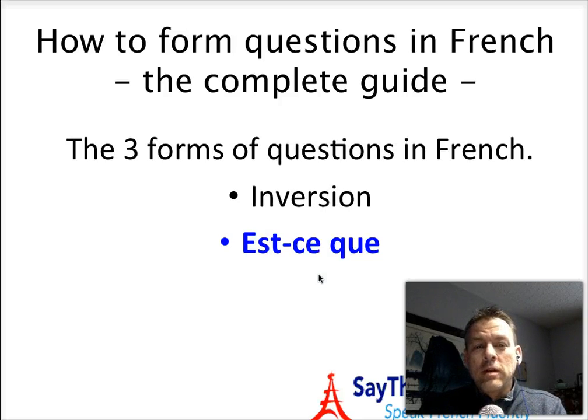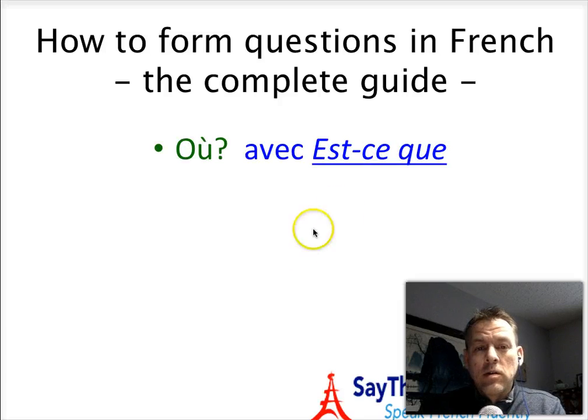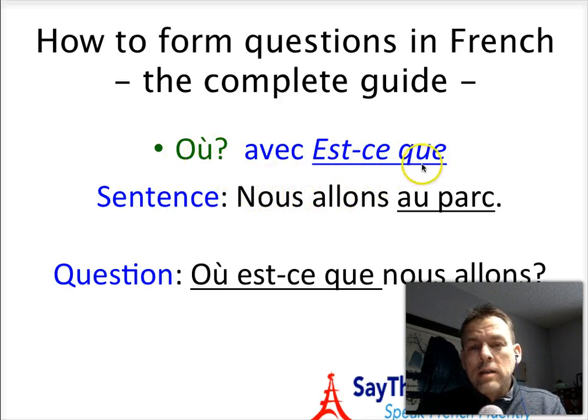So, we've covered inversion. Now it's time for est-ce que. Now, est-ce que represents the verb être, to be. So if you put it here, où est-ce que means where is it that, I think that's the best way to say it. Where is it that we are going? Où est-ce que nous allons? If here, nous allons au parc. Where are we going? Where is it that we are going? Où est-ce que nous allons?